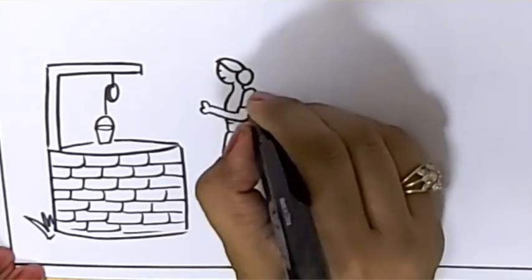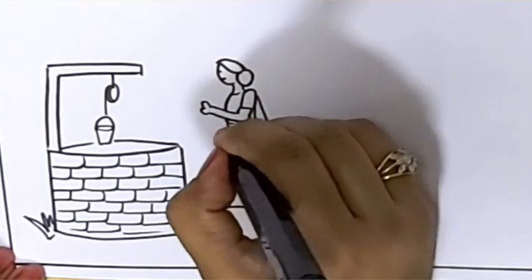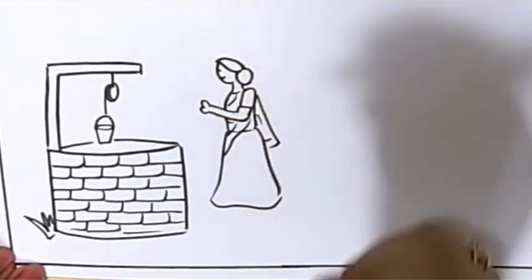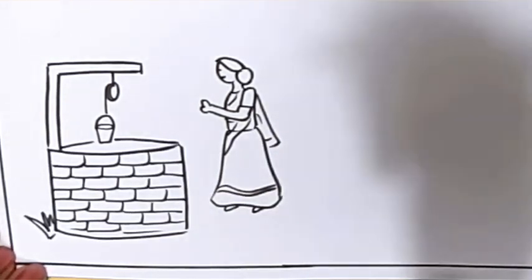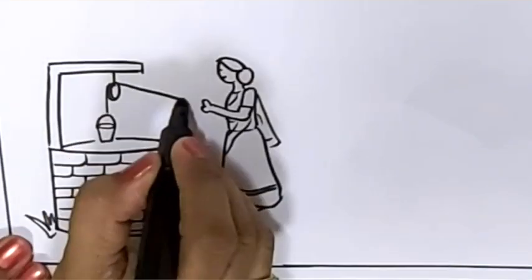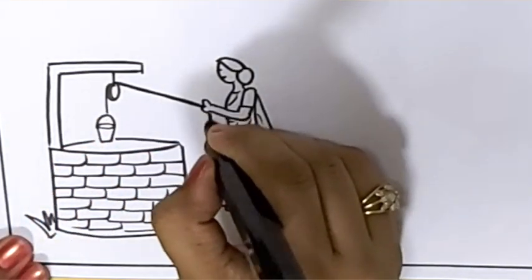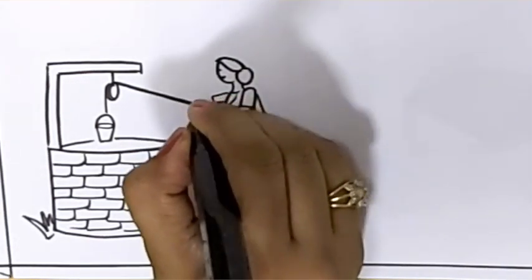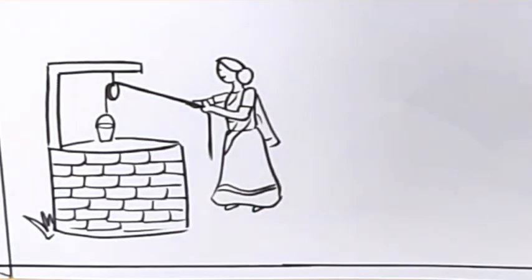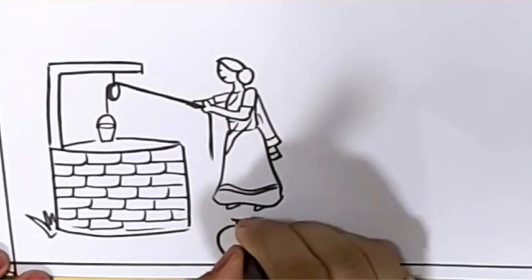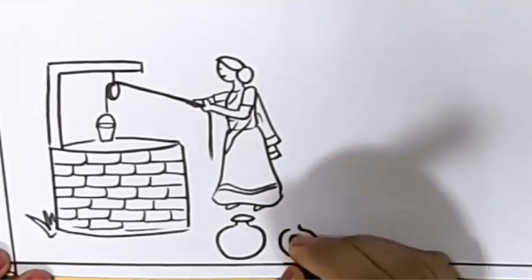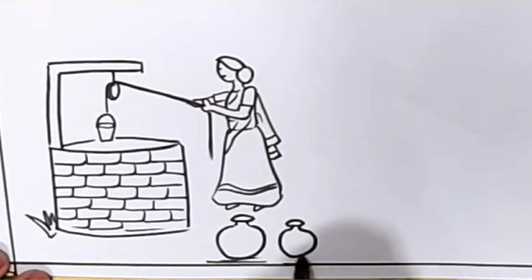Okay, so you see that I have given a traditional clothing also to this woman because it's a village scene, and you can show some pots lying nearby. So the first object is done.